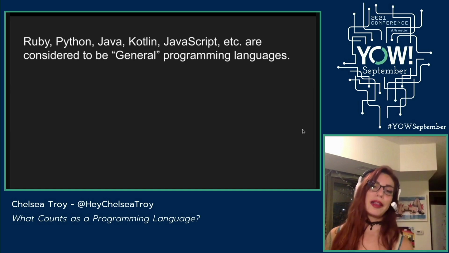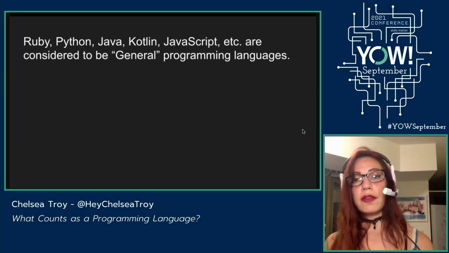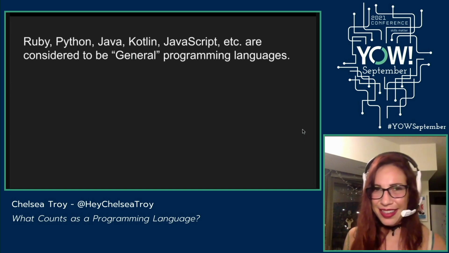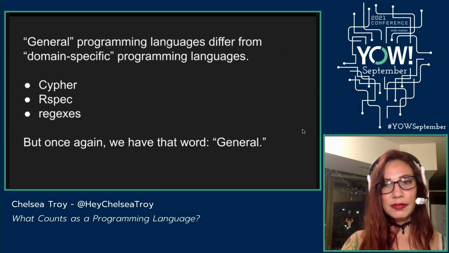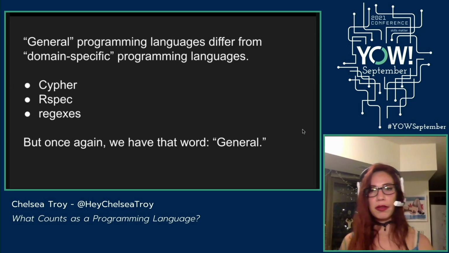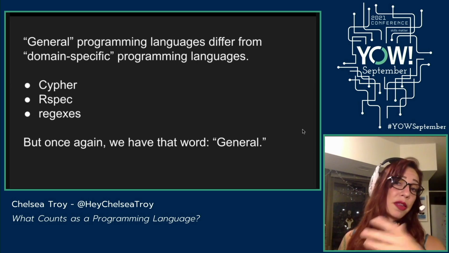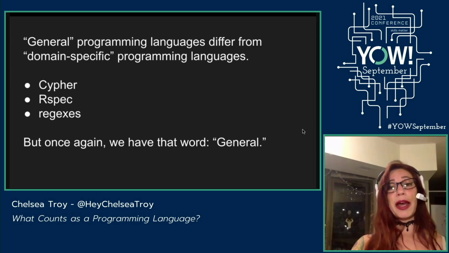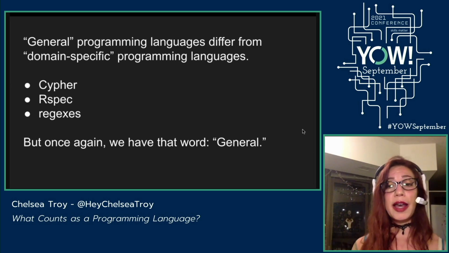So now let's return to the topic of programming languages. Ruby, Python, Java, Kotlin, JavaScript, etc. are considered to be general programming languages. There's that word again, general. General programming languages, we say, differ from domain-specific languages like Cypher, the aforementioned query language for graph databases, or RSpec, a domain-specific language for writing automated tests in Ruby, or regexes, a domain-specific language for describing patterns within text.